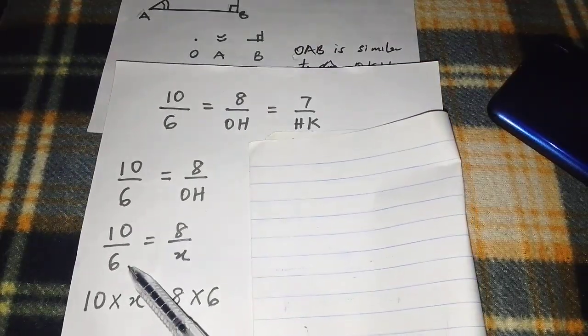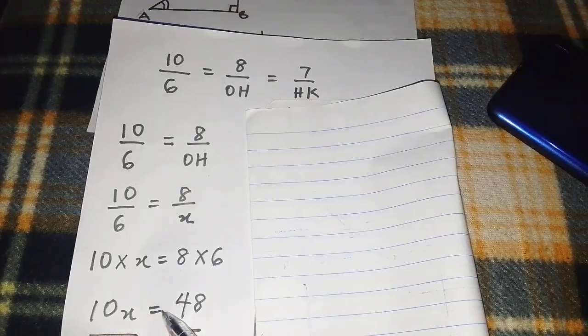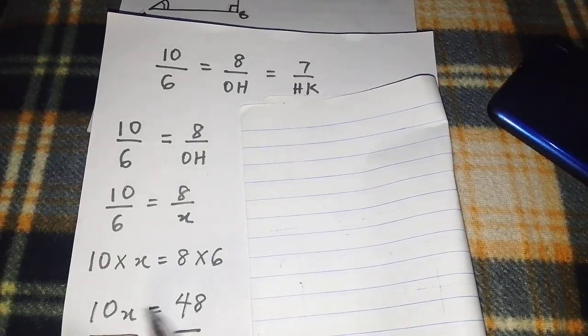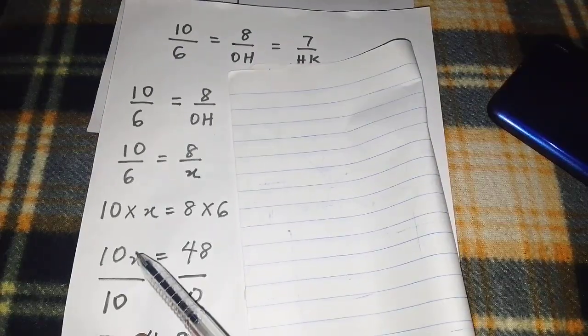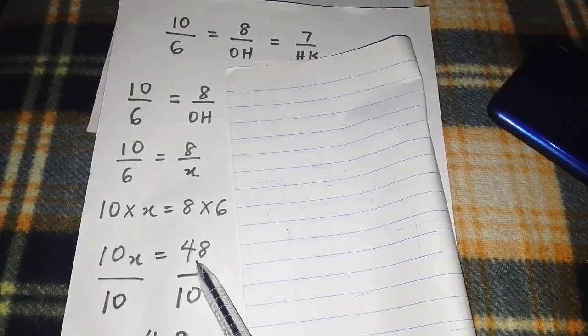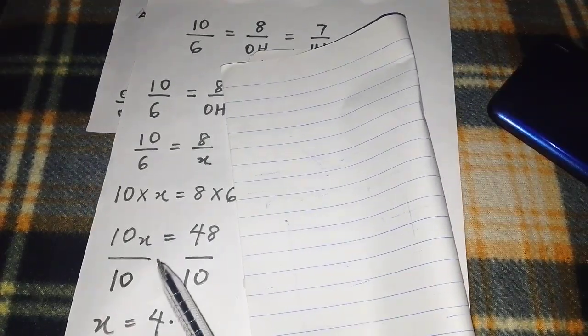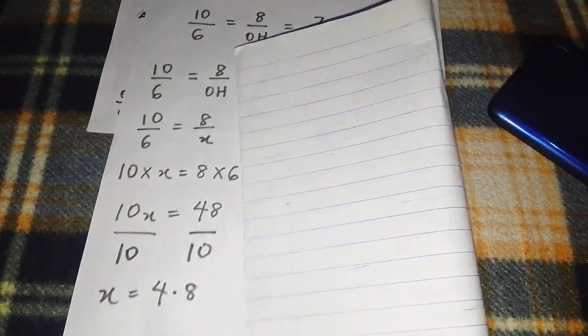So 10 times x will give us what? 10x is equal to 8 times 6, which is 48. To get x, we will divide both sides by the coefficient of x, which is 10. So when you divide both sides by 10, our x is what? 4.8. So it means from here that our OH is 4.8.